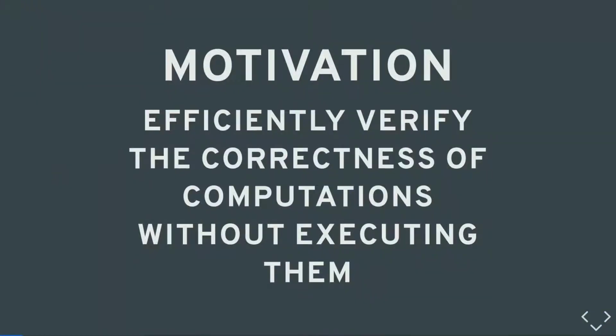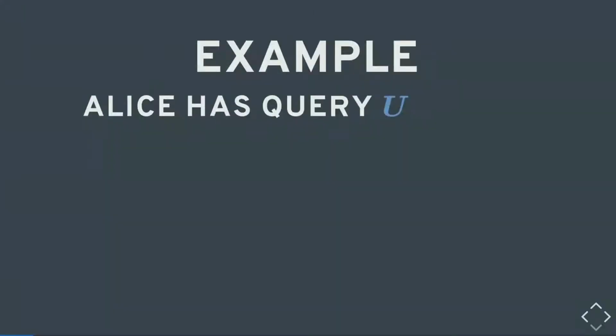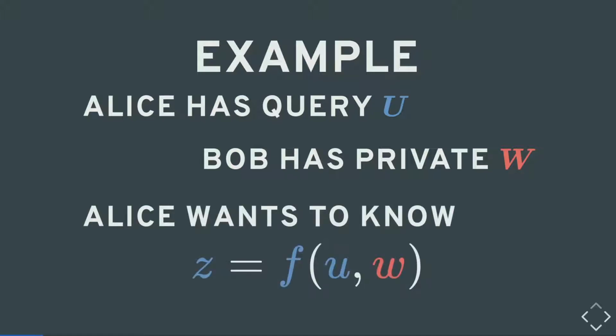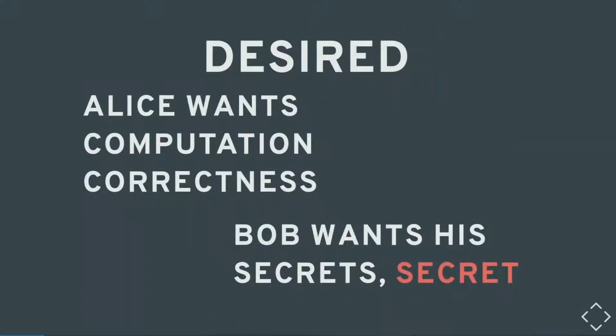Okay, motivation. Why do we want this? We want this so we can efficiently verify the correctness of computations without executing them. That's it, pretty much. An example of this could be, say Alice has some query U, and Bob has his private W, which could be a database, for example. Alice wants to know the result of some public function Z, which operates on U and W. Now, Alice wants the correct answer, and Bob doesn't want anyone to know what his secret is. So how do we do this?